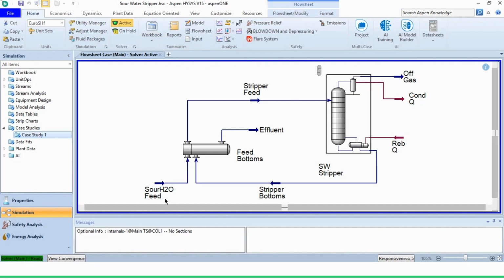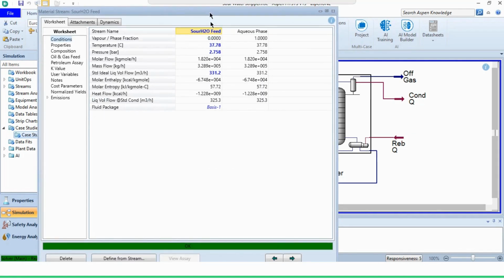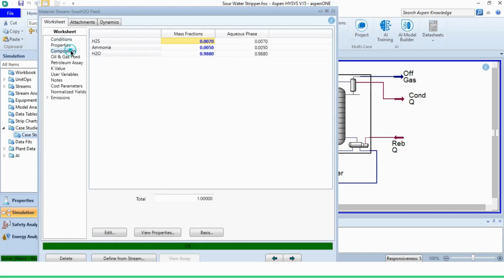Now the simulation is defined. I will open everything one by one, like the sour water feed: 37.78 degrees centigrade, 2.758 bar, and the ideal liquid volumetric flow is 331.2, or the molar flow is 18200 kmol per hour. The composition, the mass fraction, is 0.007 for H₂S, 0.005 for ammonia, and 0.988 for water. So this is the mass fraction.